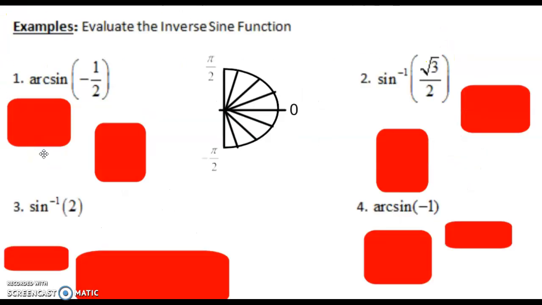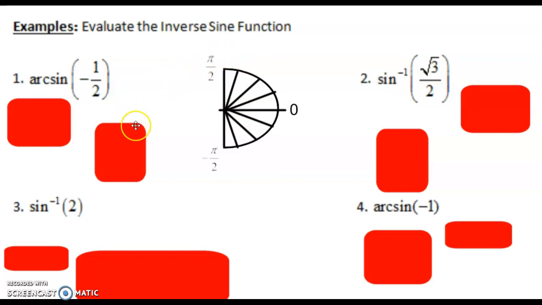So now we're going to look at evaluating the inverse sine function. Whenever I have these types of problems, I draw my little semicircle here, and this is just a reminder for me to remember that the inverse sine or the arc sine, remember those are interchangeable, is only defined in quadrants 1 and 4, specifically from negative pi over 2 to pi over 2.